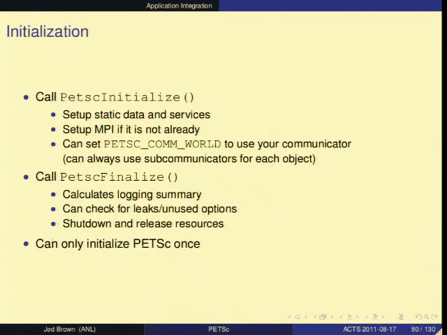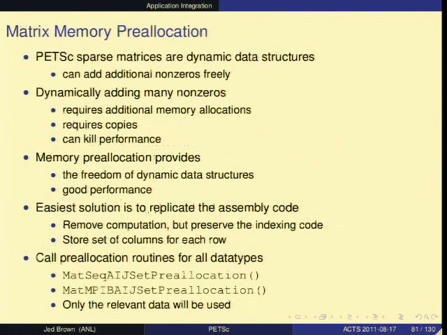We discussed this earlier in terms of you can set the communicator that PETSc will use. So you can initialize PETSc on a subcommunicator. We normally compute the logging stuff inside of PETSc finalize. PETSc can only be initialized once. Actually, it can be initialized more than once now, but I don't recommend doing that typically. It's more confusing.